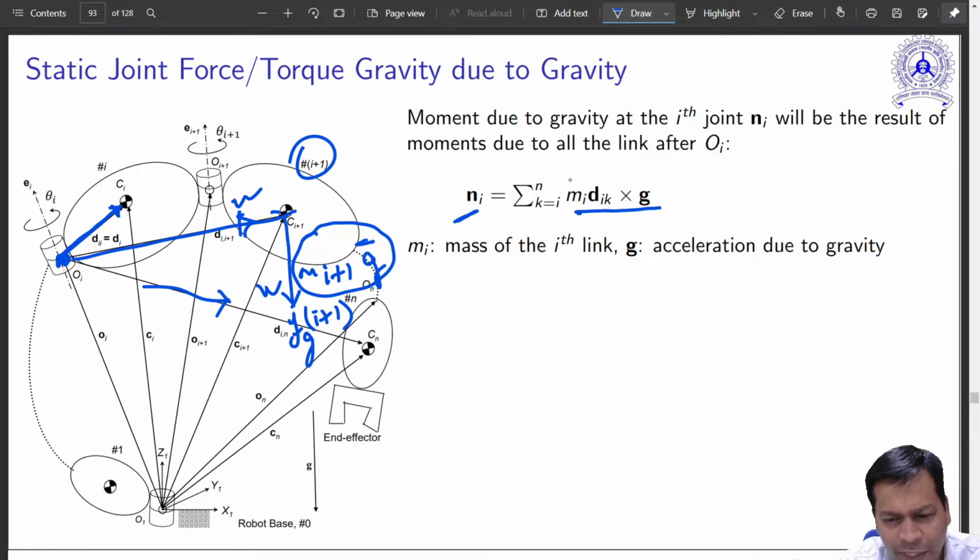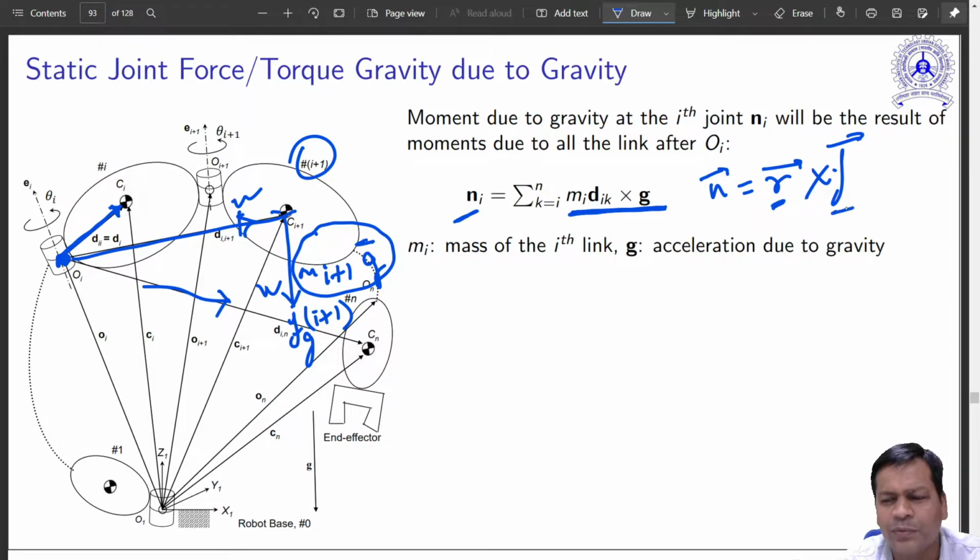How much is that? It is simply this. Mi is a scalar quantity, so it is just a cross product of this and this. So it is r cross f, that age-old equation for the moment you have been doing. It is the cross product of the position vector and the force vector. That will give you the moment that is acting over here. Mind you, this is not aligned to e. So that is what I am doing now.